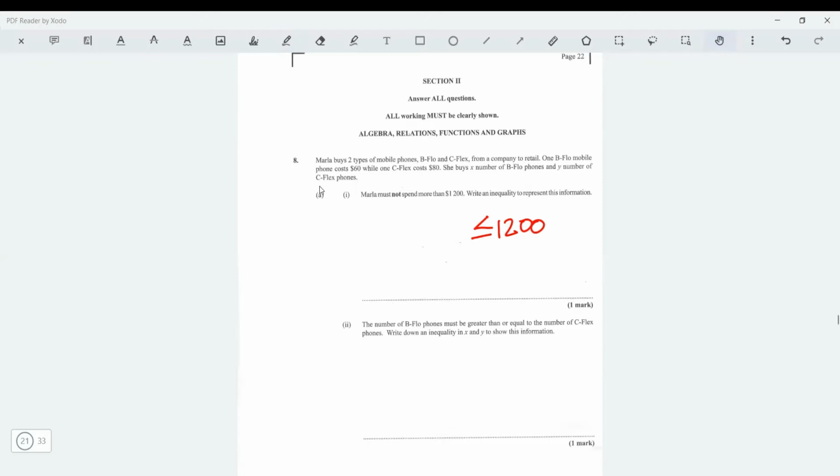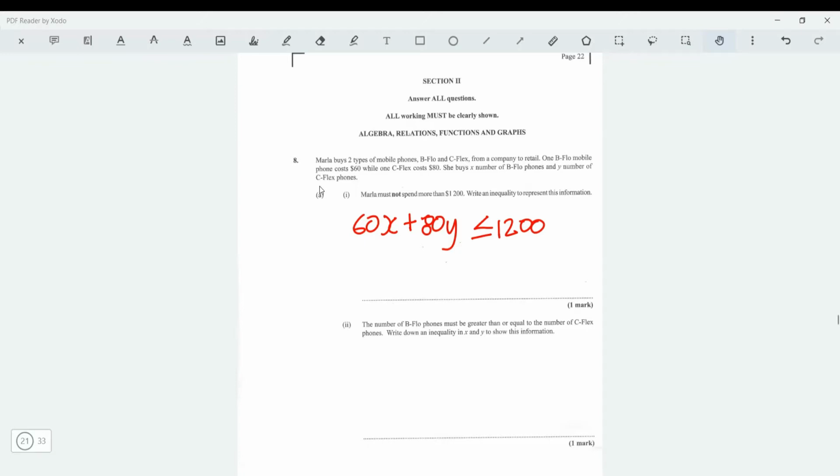Now she buys X number of B phones. What's the cost of a B phone? A B-Flow phone costs $60. So that's 60X plus, what's the cost of a C-Flex phone, which is Y? $80. So it's 80 times how many C-Flex phones she should buy, which is Y. So that's an expression that represents Marla right there. 60X plus 80Y is less than or equal to 1,200.